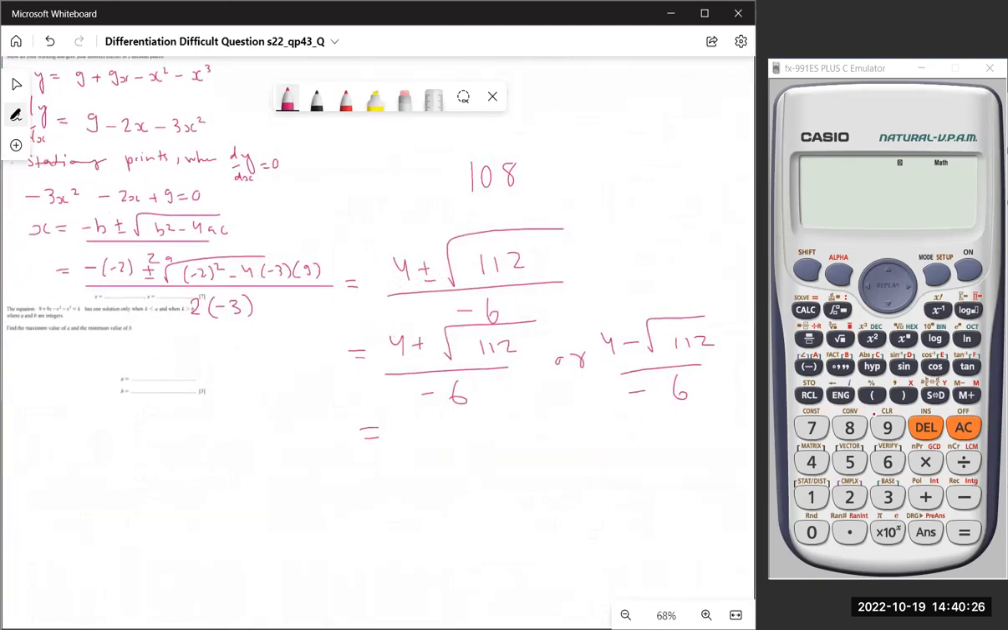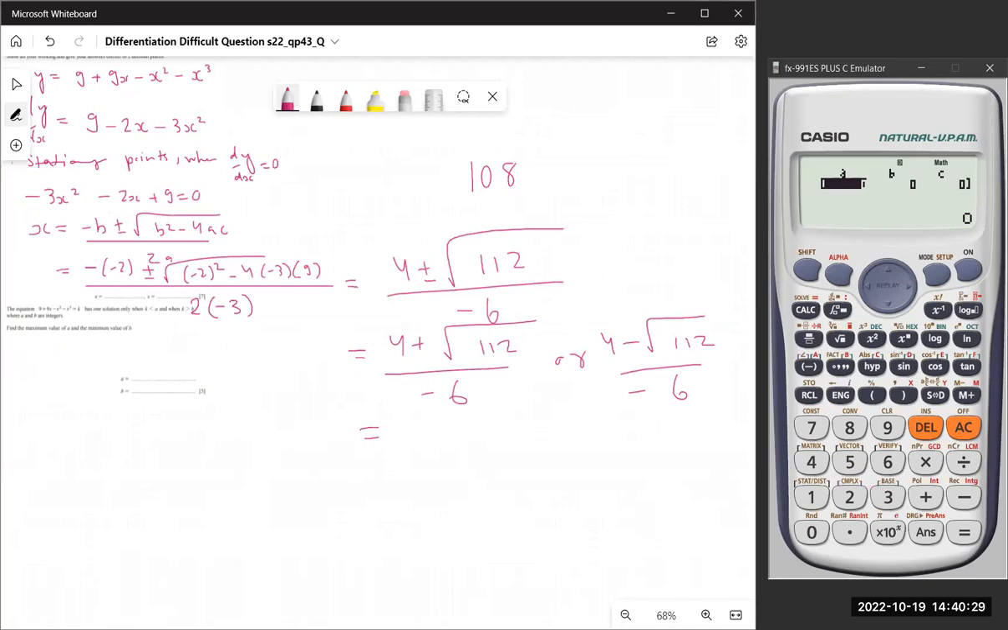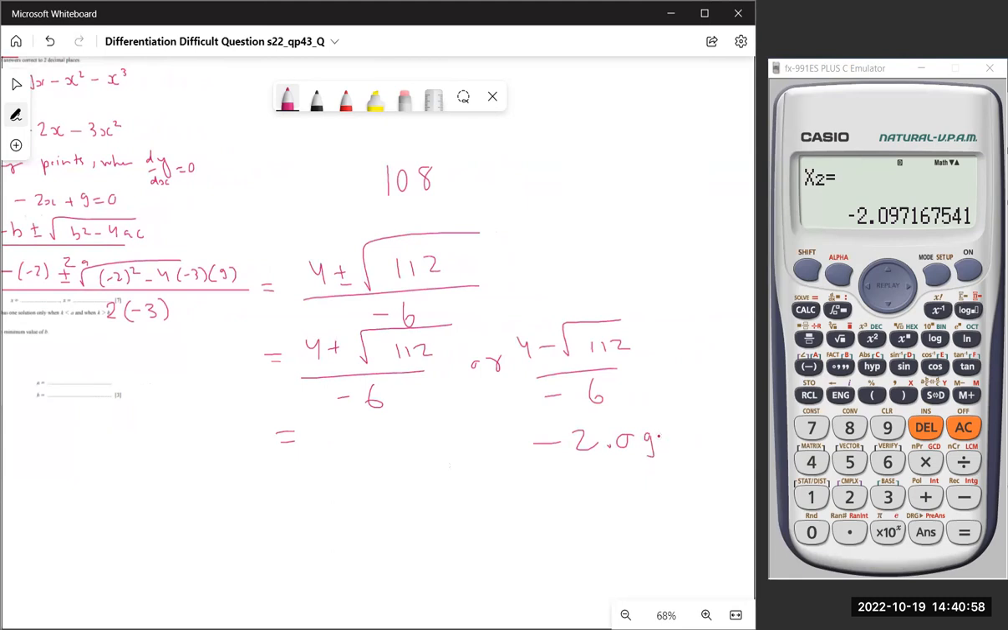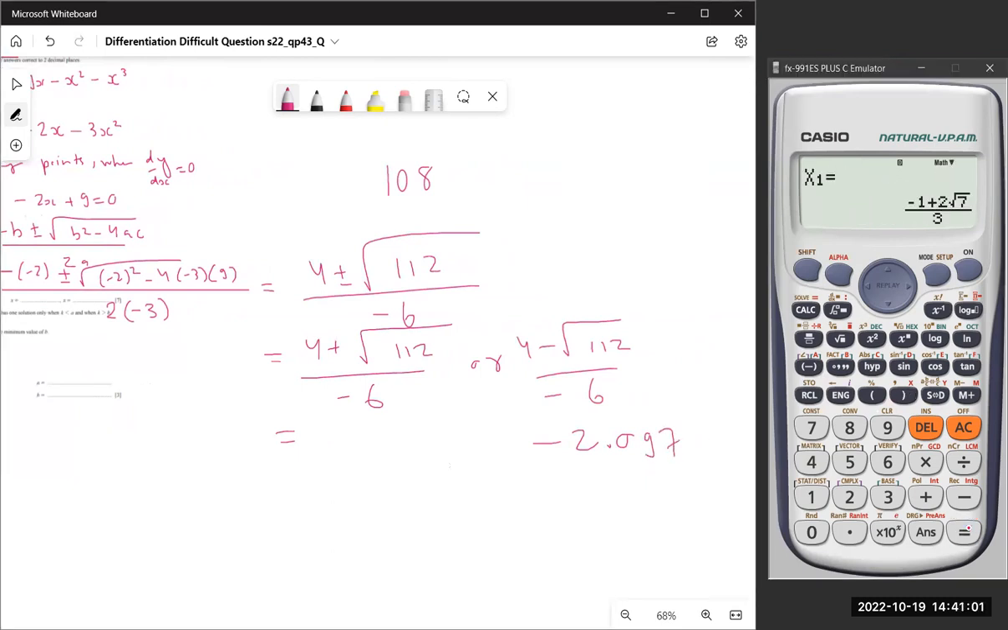So therefore, let's use our calculator to check the answers if we are correct or not. Minus 3, minus 2, and 9. The answers are, if you divide all of them by minus 6, one of them is minus 2.097. Yes, so it has to be this one. The first one, and then the other one is minus 1.43.